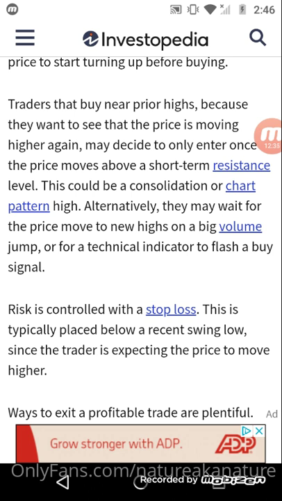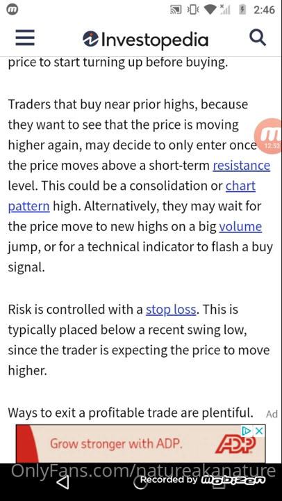So this is the risk. You need to put a stop loss in place. If it's going up, your stop loss needs to be on a swing low. It needs to be on the lowest point, because price goes from swing low to swing high as it moves upward. So it swings low and then it swings high.